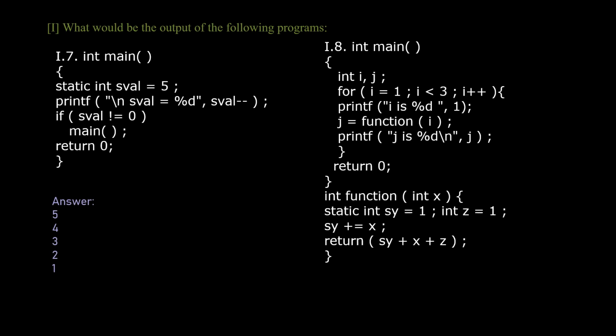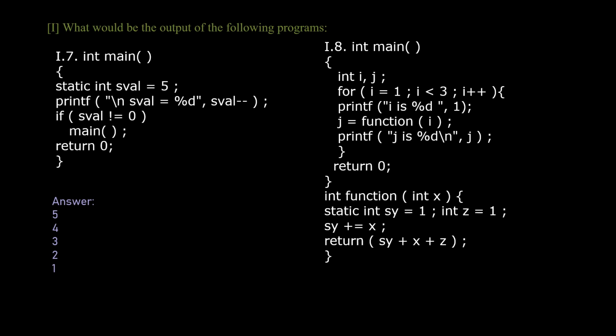Next question. Let's see, since the program is little bigger, let's see what it is doing step by step. So for i equal to 1, i less than 3, i plus plus, printf i. So 1 is going to get printed, and j is equal to function i. So we are passing 1 here, and here sy is static int and z is int, local variable. sy is sy plus equal to x. 1 plus 1, 2. And we are returning 2 plus 1, 3 plus 1, 4.